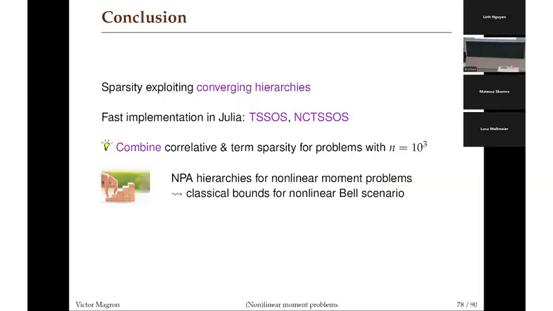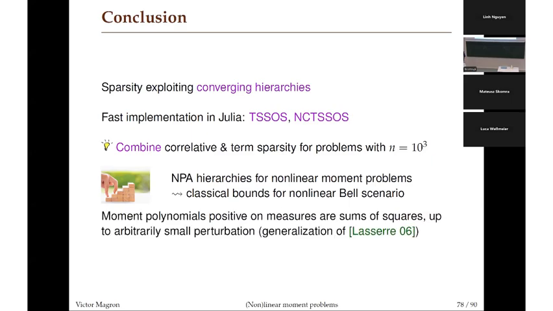And I also presented some extensions to nonlinear moment problems. So far, we only considered these classical variants of quantum Bell scenario, but there might be a lot of other applications. And something I didn't mention is that on the theoretical side, we also obtained some results stating that if the moment polynomial is positive, then it might not be a sum of squares, but you can always perturb it a little bit to obtain a sum of squares. So we could generalize this nice result by itself.